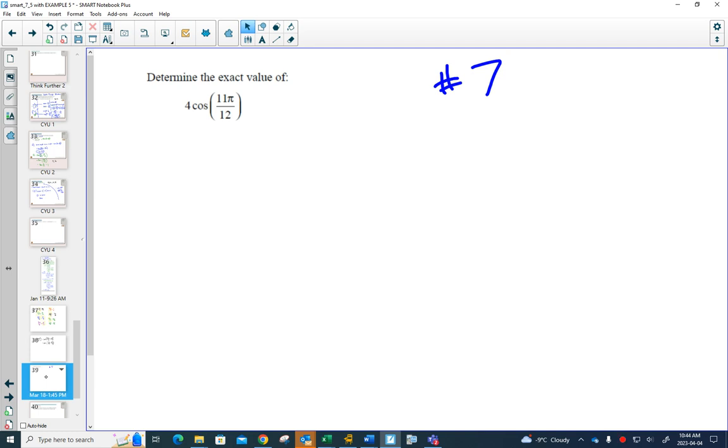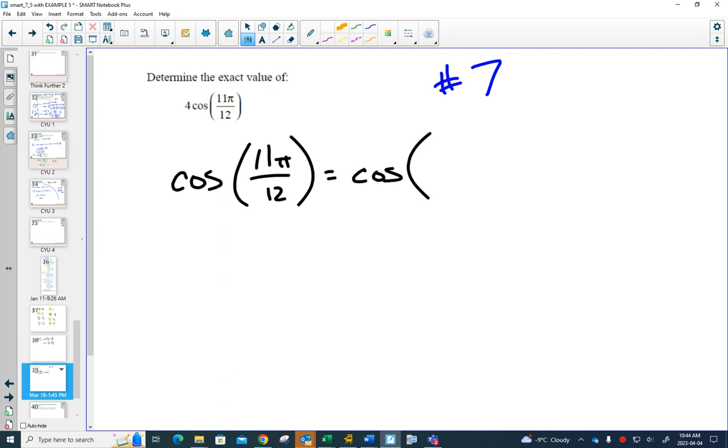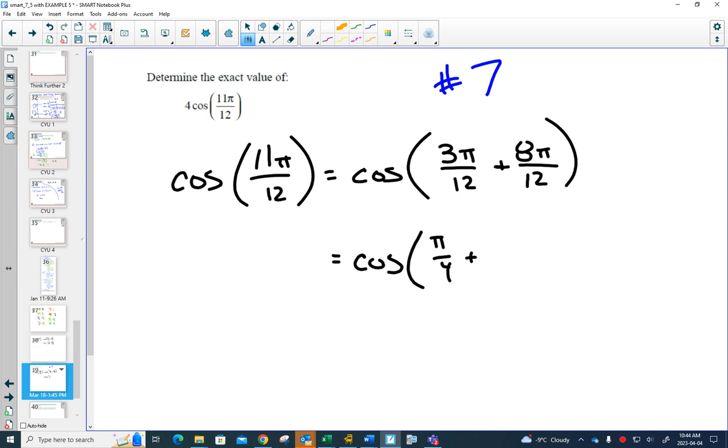Okay? So we could first do this, cos of 11 pi over 12 equals cos of, and now pick a random pi over 4. Do you want pi over 4, 3 pi over 4, 5 pi over 4? It doesn't matter. I just like to use pi over 4. So if I chose pi over 4, that is 3 pi over 12. Well, obviously, I don't have 11 yet. To get 11, you have to use advanced adding skills. 3 plus what is 11? It's 8. And then when you reduce these, well, you already knew this was pi over 4, but miraculously, when I reduce this, they both divide by 4.